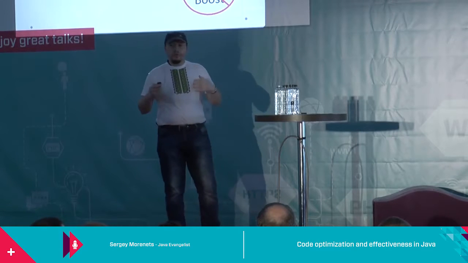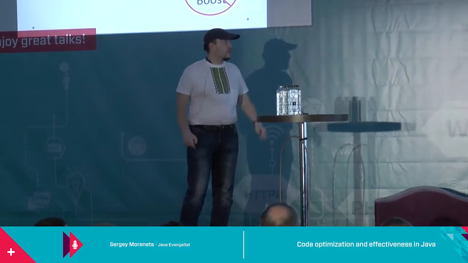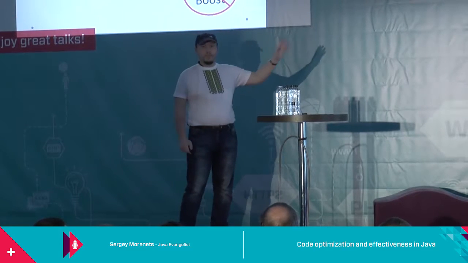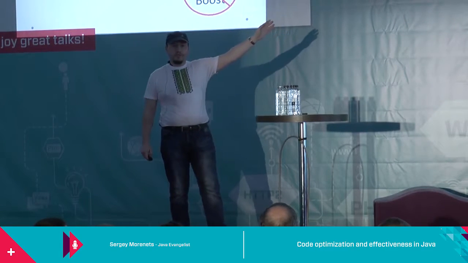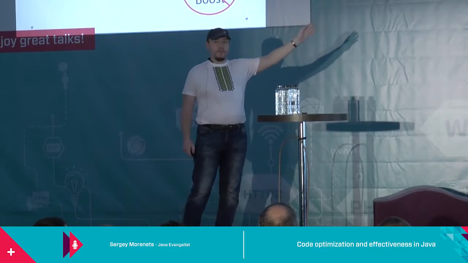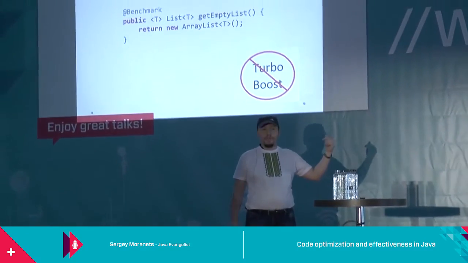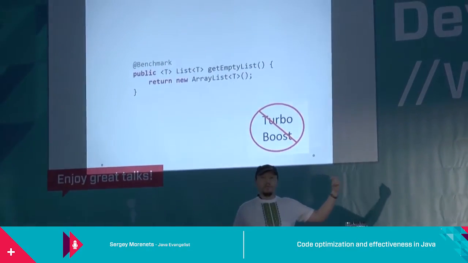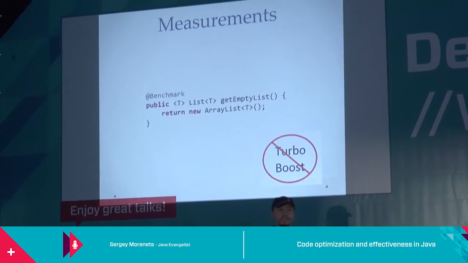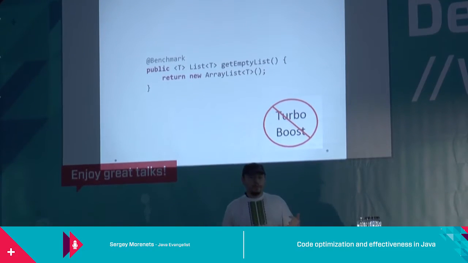So what do you need to measure your code? Let's take a look at this function. You need a function. You should put the annotation Benchmark on it. The function should not accept parameters. It should have a return value. And a recommendation by the authors of this library is that you should disable Turbo Boost. Why is that? Because it accelerates your processor dynamically. That can give incorrect measurements.